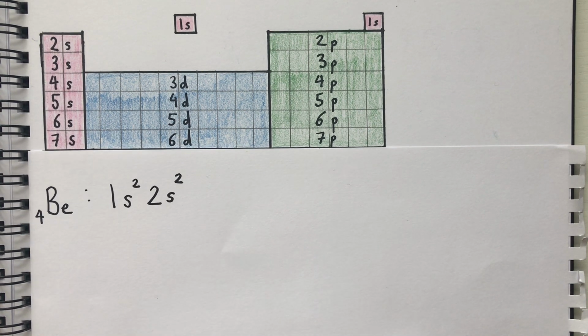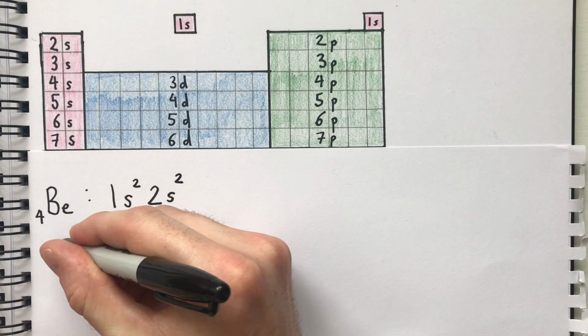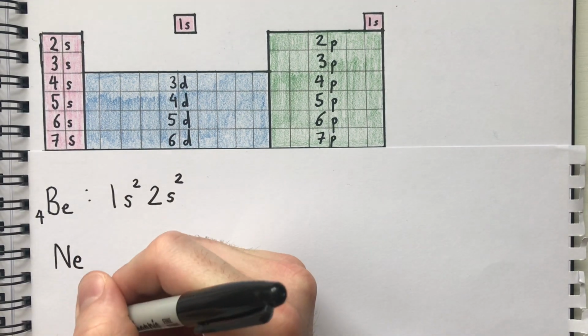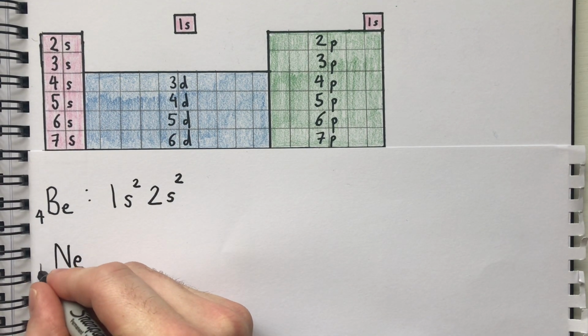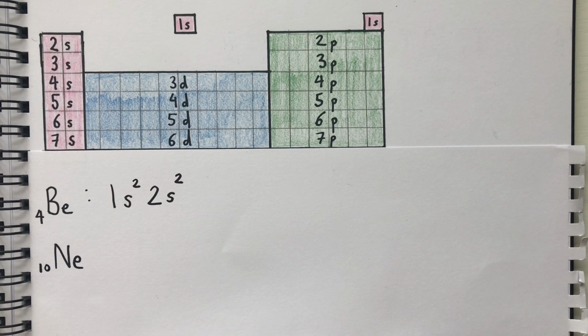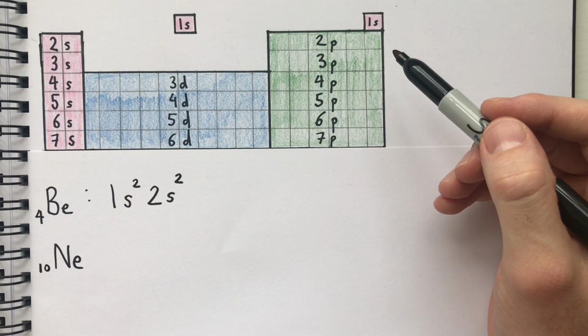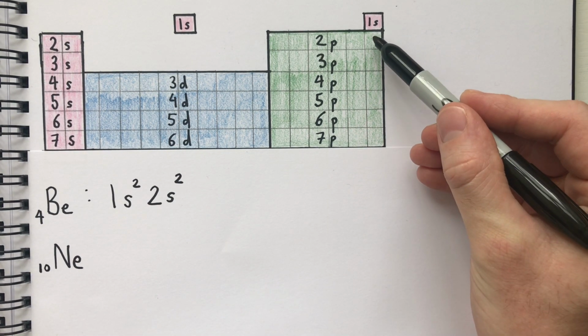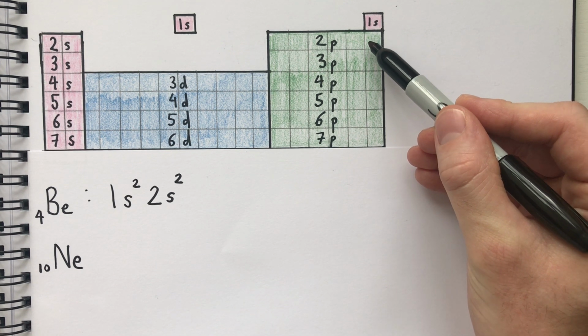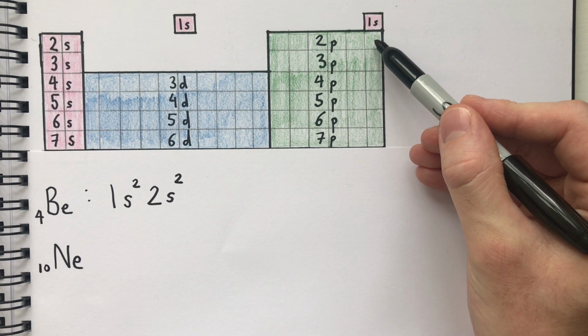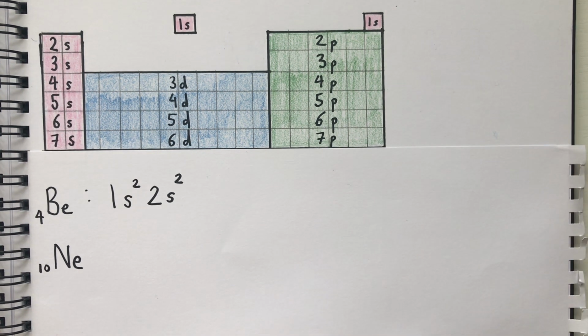Let's do another example. Next example, let's do neon. Okay, so neon has an atomic number of 10. That means it's got 10 protons, it also has 10 electrons. It can be found just underneath helium, so it's just the top right green square over there. Again, we fill it in the same way.